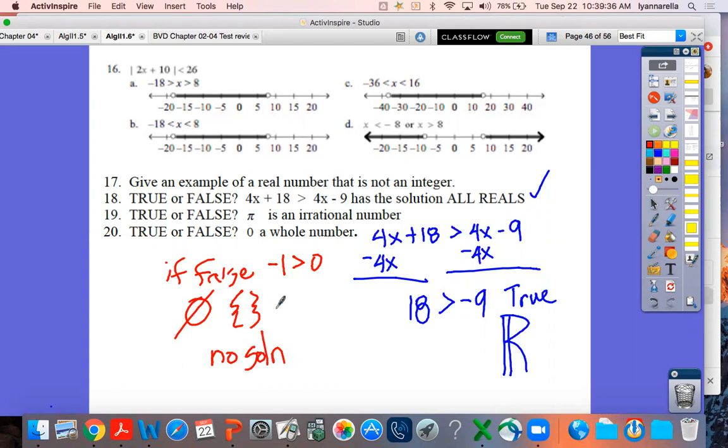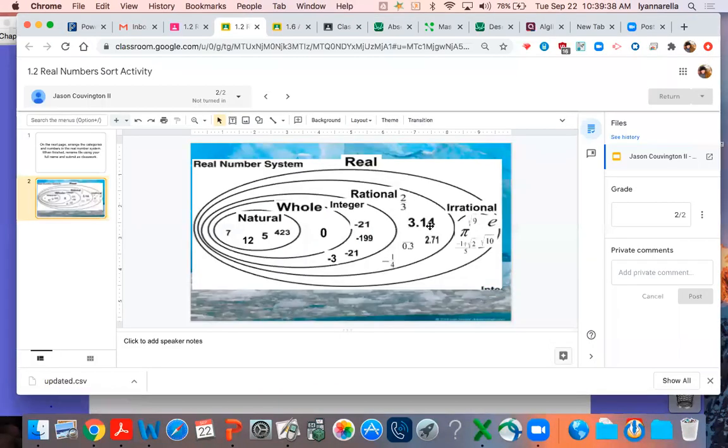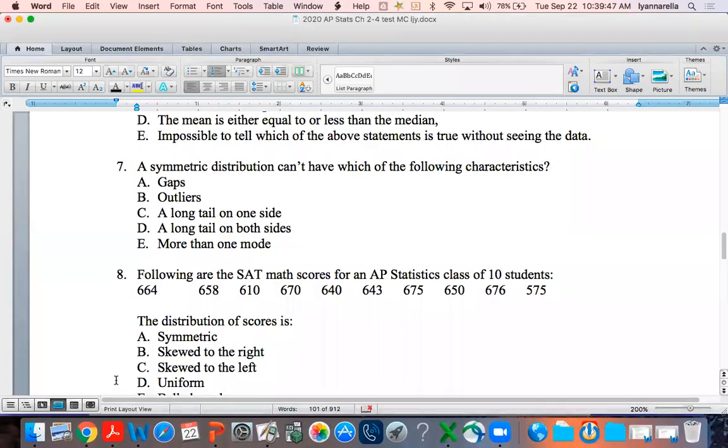All right, is pi irrational? And I'm going to send you right back to that chart. And you can answer true or false. And the last one. That's not the one I wanted. I was on this.